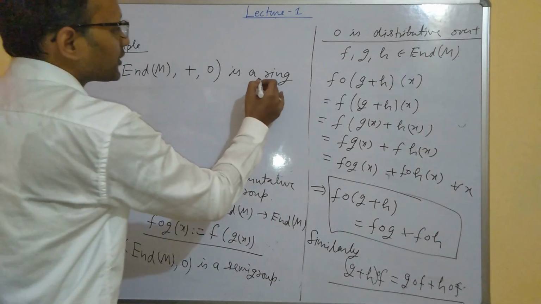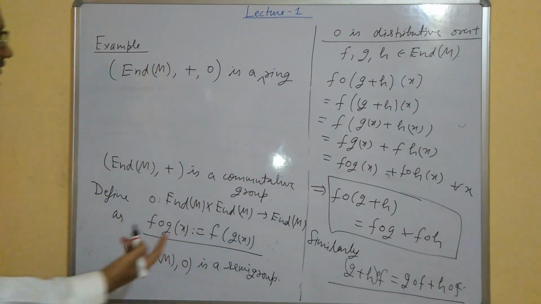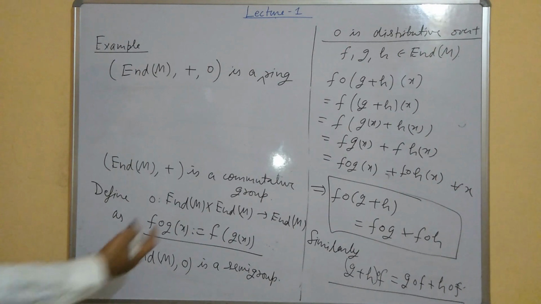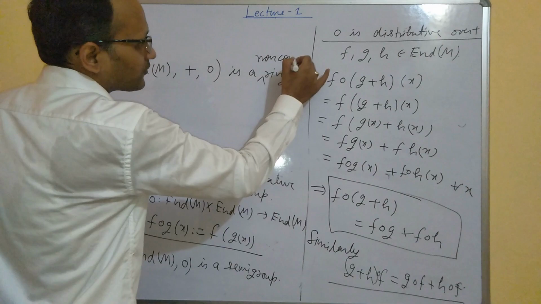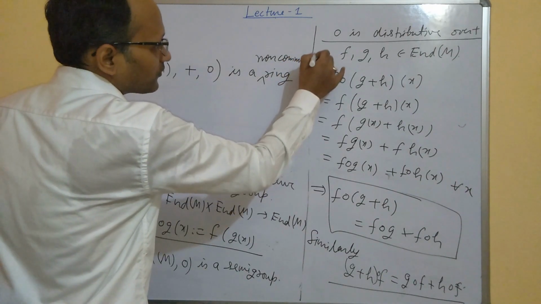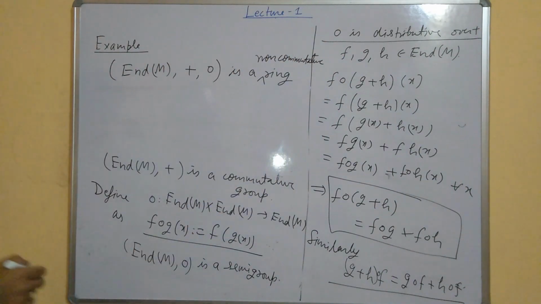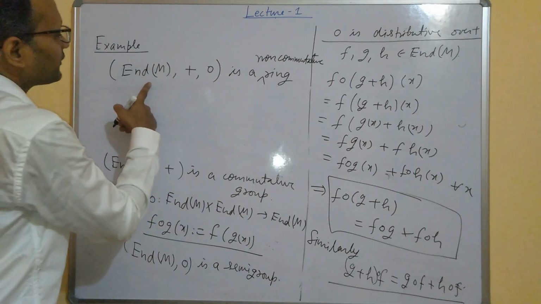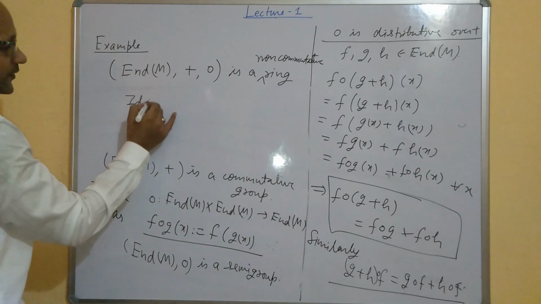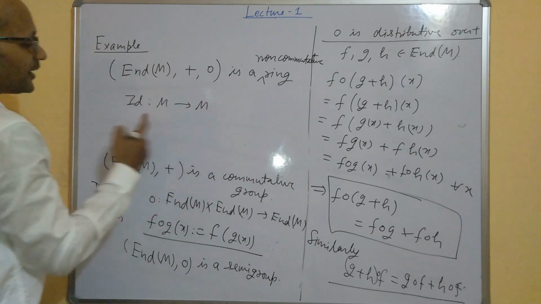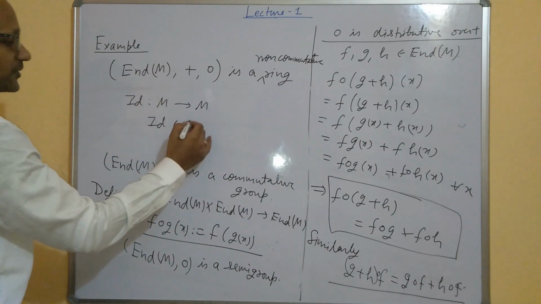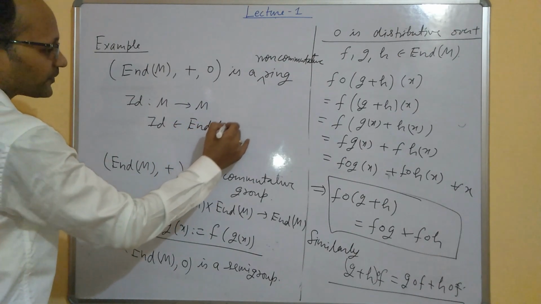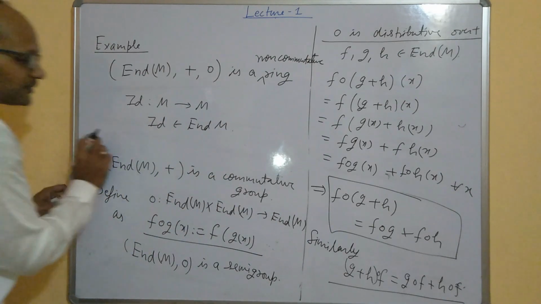Moreover, it is a non-commutative ring because composition of maps is not a commutative operation. This is a non-commutative ring. But you can define the identity map from M to M. And this identity map is a homomorphism, so the identity map is actually an endomorphism. It will belong to End M.